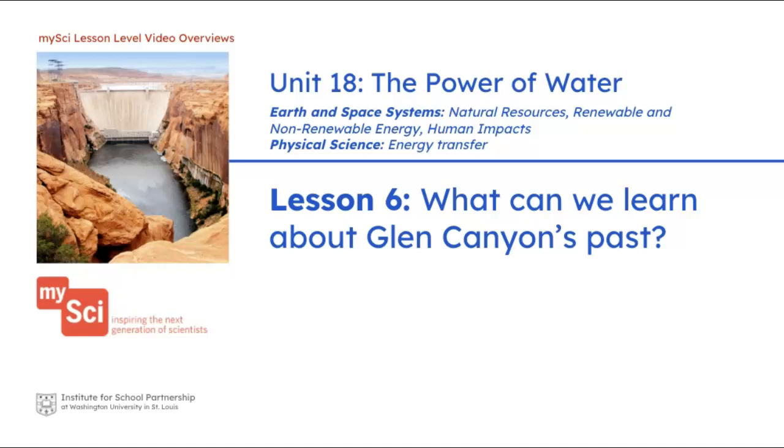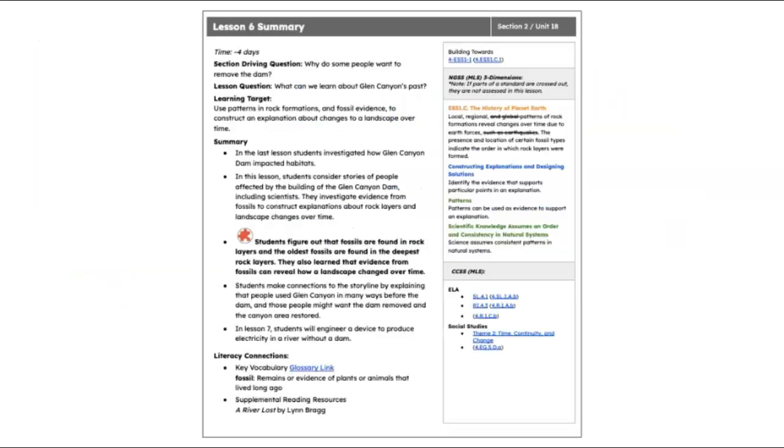Students make connections to the storyline by explaining that people used Glen Canyon in many ways before the dam, and those people might want the dam removed and the canyon area restored. There are several opportunities for ELA and social studies cross-curricular connections throughout the lesson. You can look for specific standard connections in the Unit 18 Teacher Guide. This lesson will take approximately 4 days to complete.